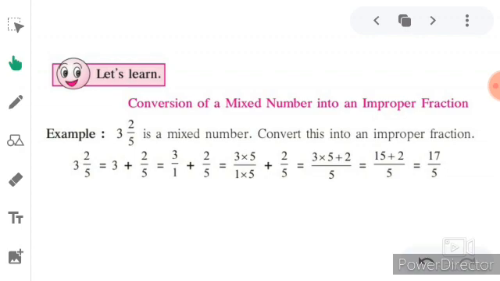Then the next step. You know, students, that whenever there is no denominator in a fraction, we will consider 1 as the denominator. So we can write the number like this, 3 upon 1, then the addition sign, and then 2 upon 5 as it is.